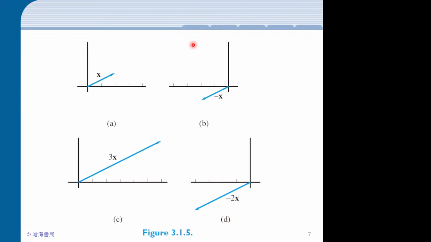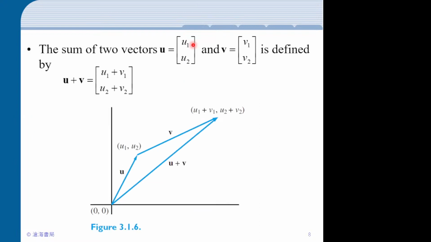And the second operation we can do on vectors, or more like two vectors, is we can add them together. So you have a vector u and a vector v. u is u1, u2, and v is v1, v2. Then u plus v in xy coordinates can be written as follows: the first coordinate will be u1 plus v1, and the second coordinate will be u2 plus v2.